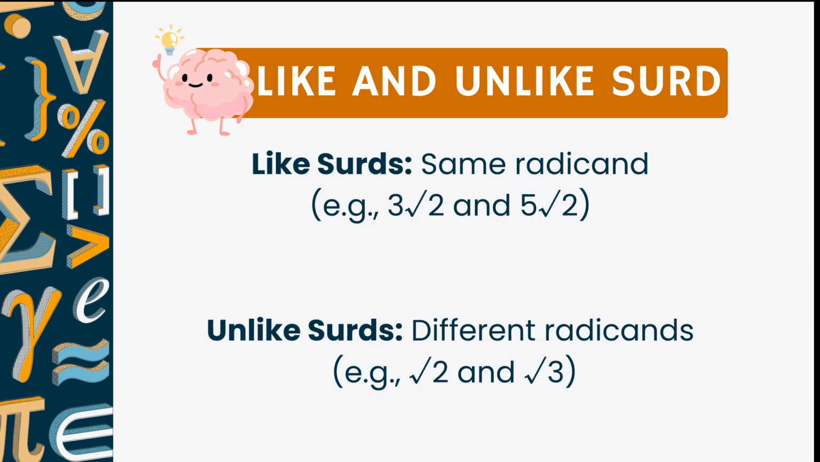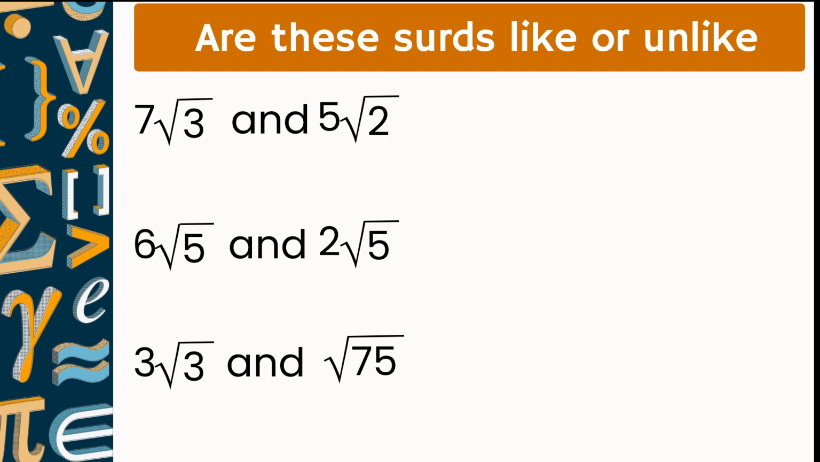Like surds are surds that have the same radicands. Now remember that radicands are the numbers inside the root. So when you have surds that have the same number inside the root, then those surds are like surds. What are unlike surds? Unlike surds are surds that have different radicands. That is, when you have surds that have different numbers inside the root, then those surds are unlike surds. So let's identify which of this group of surds are like or unlike terms.